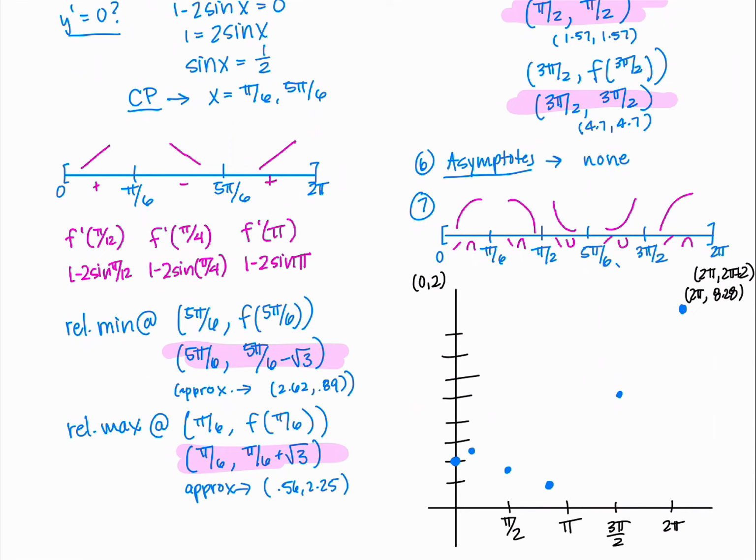All right, so from 0 to pi over 6, I need to look like that. And that looks kind of reasonable because that's right there. And then from pi over 6 to pi over 2, I needed to decrease and be concave down. That fits nicely. Pi over 2 to 5 pi over 6, I need to be decreasing and concave up. From 5 pi over 6 to 3 pi over 2, I need to be increasing and concave up. And then from 3 pi over 2 to 2 pi, I need to be increasing and concave down. So there we go. There's an approximate sketch of that curve.